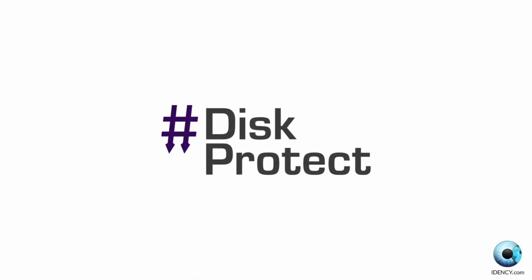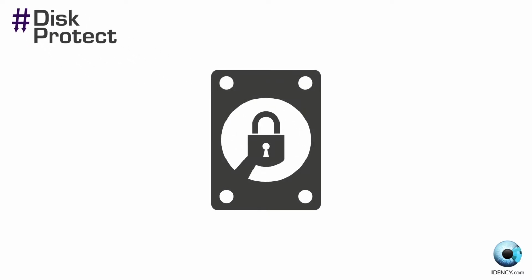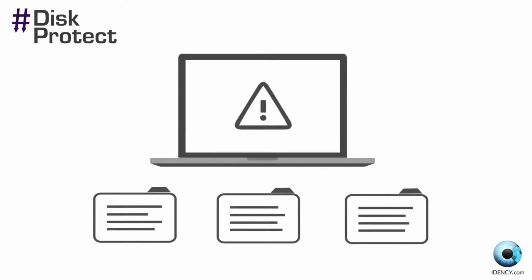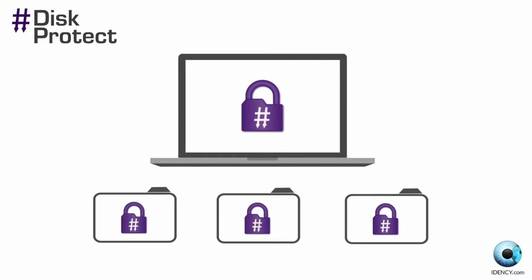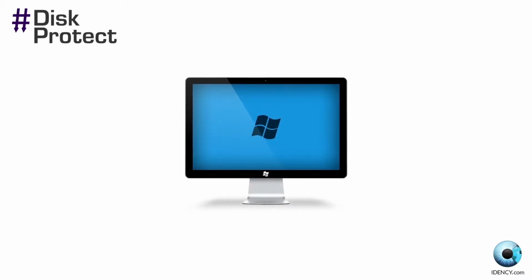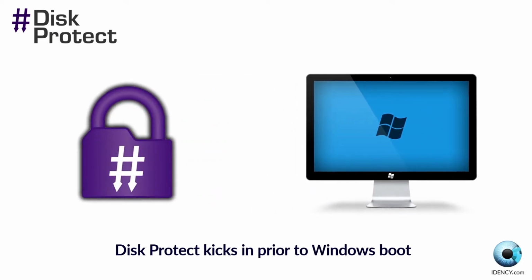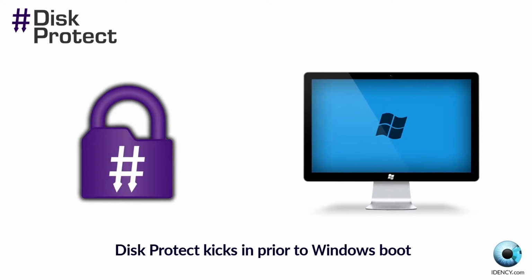Disk Protect provides full disk encryption. It encrypts every section of your hard drive, preventing unauthorized access to any of your files. Strong user authentication ensures that those files are unreadable and useless to anyone but you. Before Windows even begins to load on your computer, Disk Protect will kick in, and only when you've authenticated yourself will your computer boot up and your hard drive be decrypted. And the best bit is that it doesn't slow you down at all.